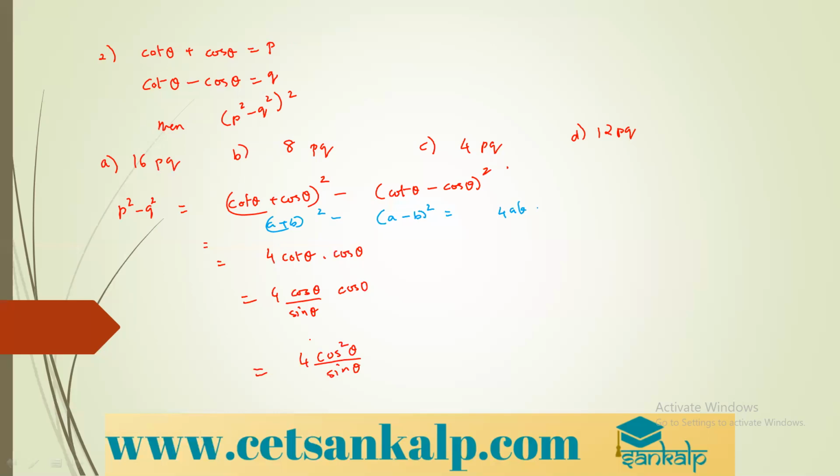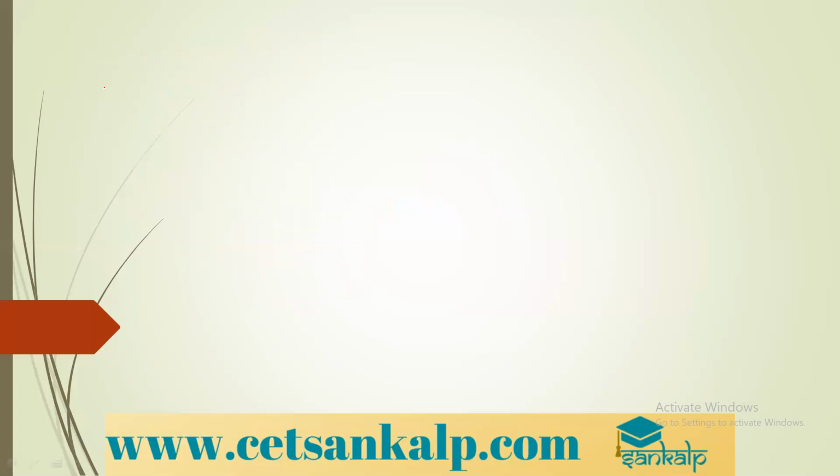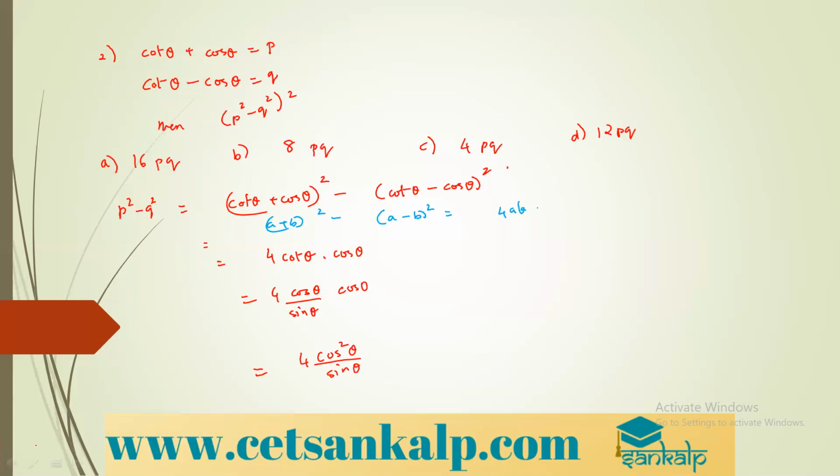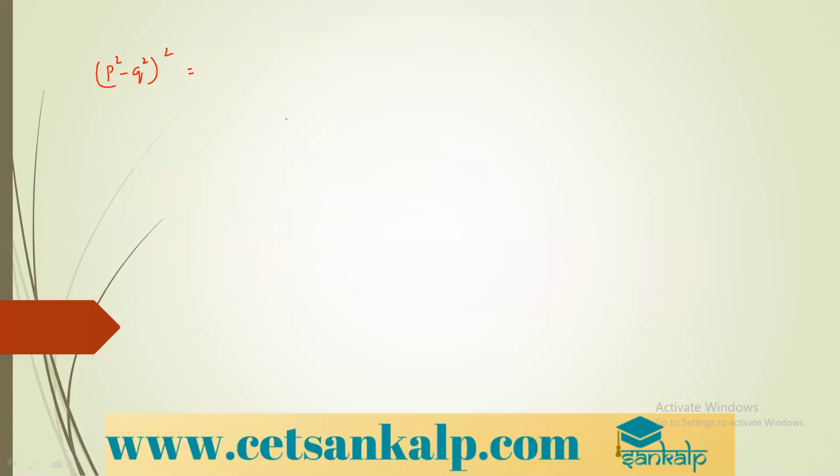But still we have to simplify it, because we need P square minus Q square whole square. What we got for P square minus Q square is 4 cos square theta by sin theta. So 4 cos square theta by sin theta, I will square it. So I will have 16 cos power 4 theta by sin square theta. Now I will stop here for a while and I will take PQ.